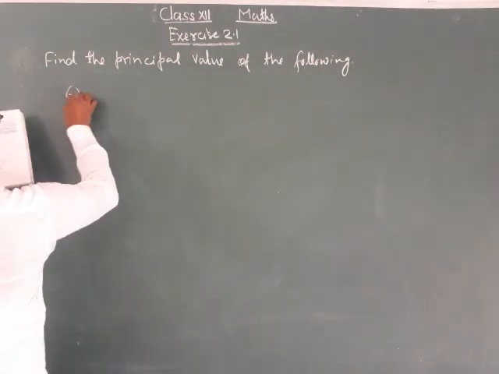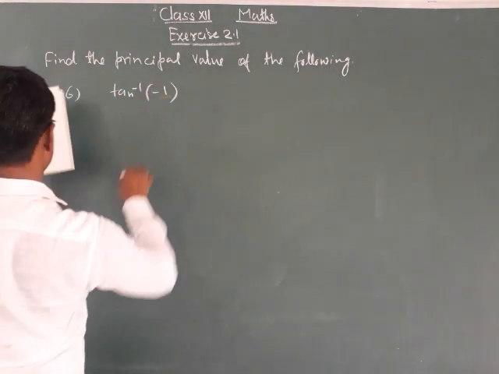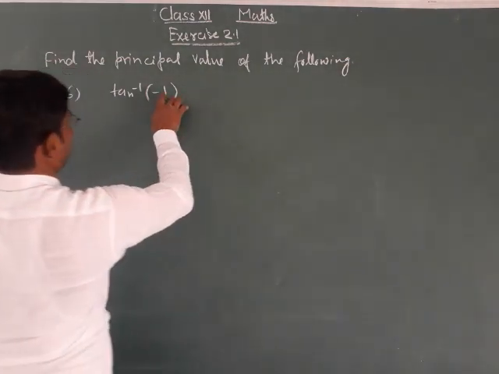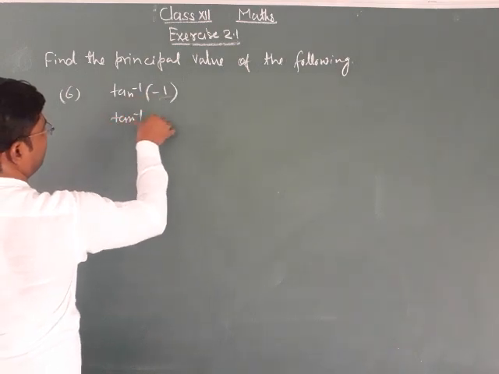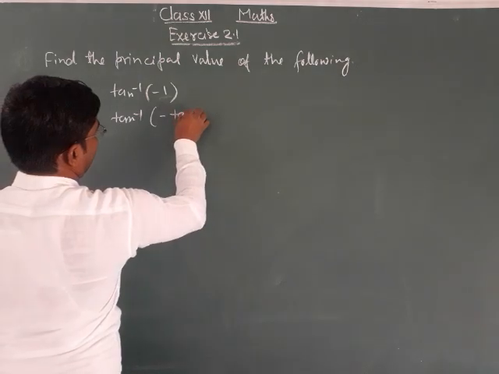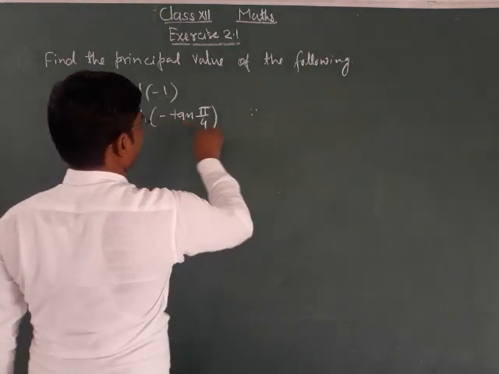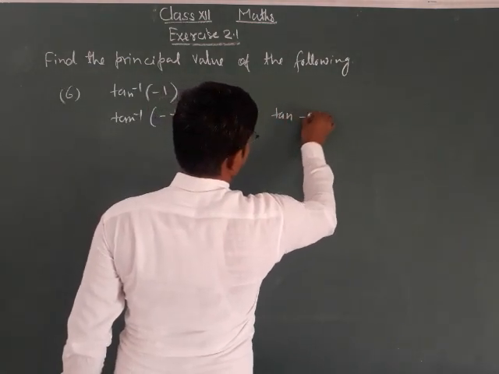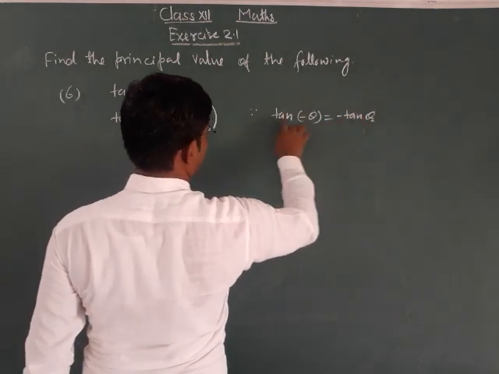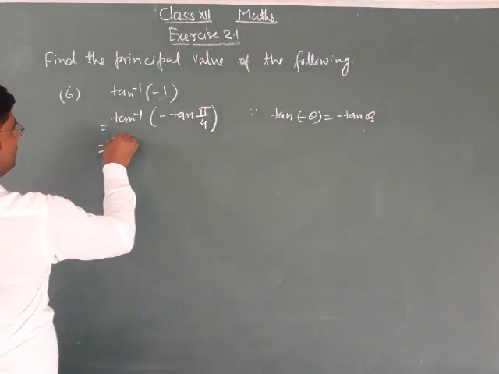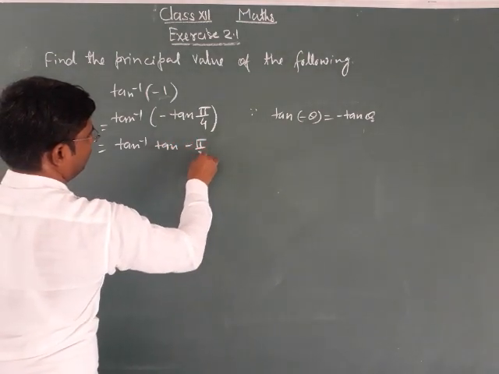Question number 6. Tan inverse of minus 1. We know the value of 1 in the tan ratio: tan inverse of minus tan pi by 4. Since tan of minus theta is equal to minus tan theta, minus tan theta is changed into tan of minus theta. So tan inverse tan of minus pi by 4.